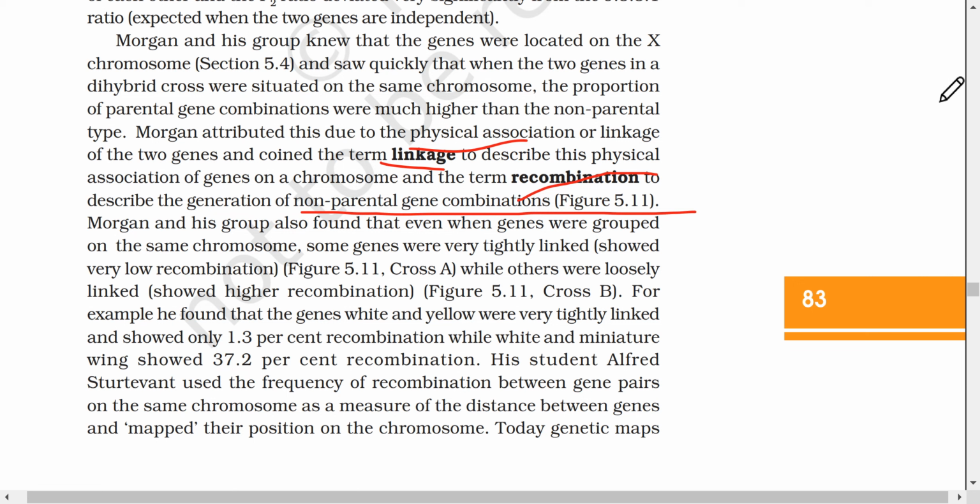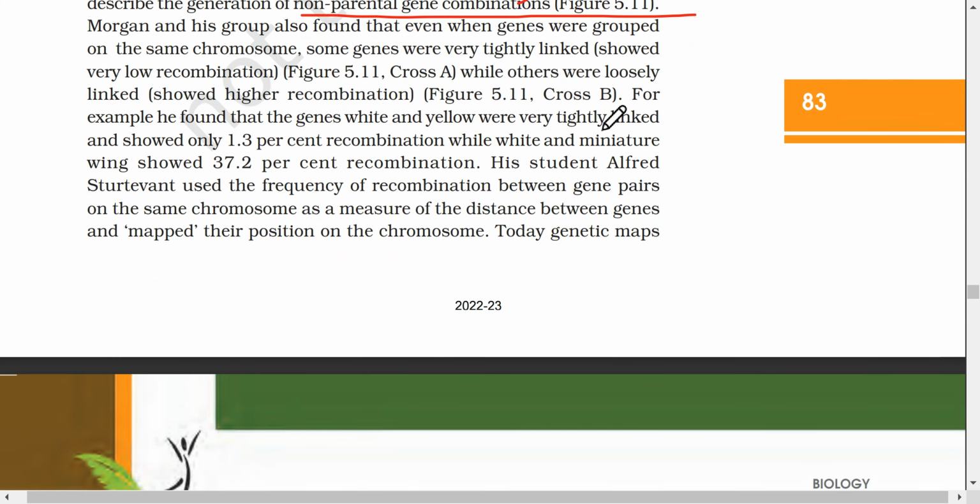Now what is happening? Recombination is happening, and linkage is happening for genes on the same chromosome. Morgan and his groups also found that even when genes were grouped on the same chromosome, some genes were very tightly linked, showing very little recombination, while others were loosely linked, which showed higher recombination. For example, he found that the genes white and yellow were very tightly linked and showed only 1.3% recombination, while white and miniature wing showed 37.2% recombination. These are two different traits, two different genes, yet they are showing combination, this linkage.